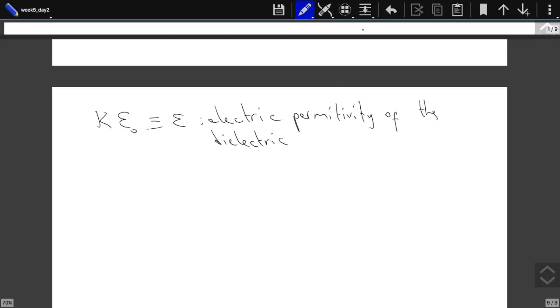Other questions? About dielectrics, capacitors, connecting capacitors. Questions?